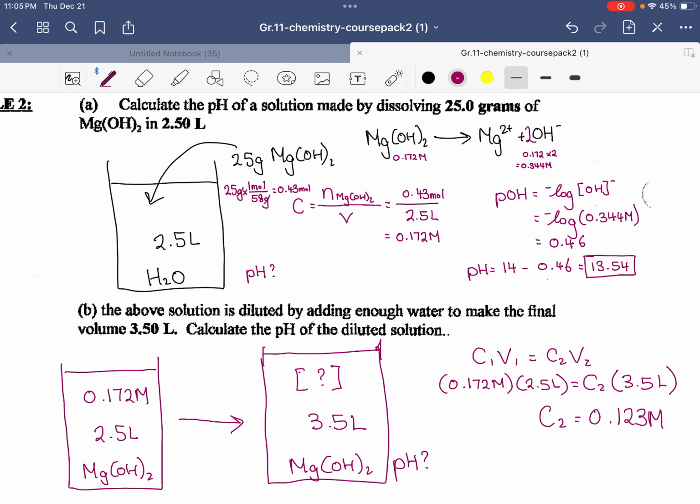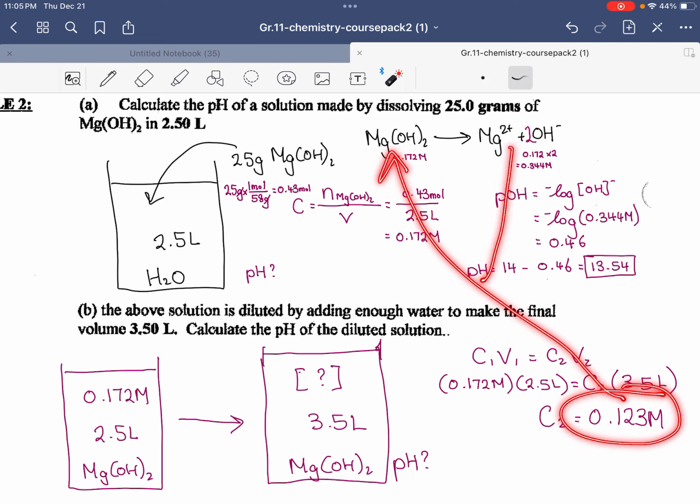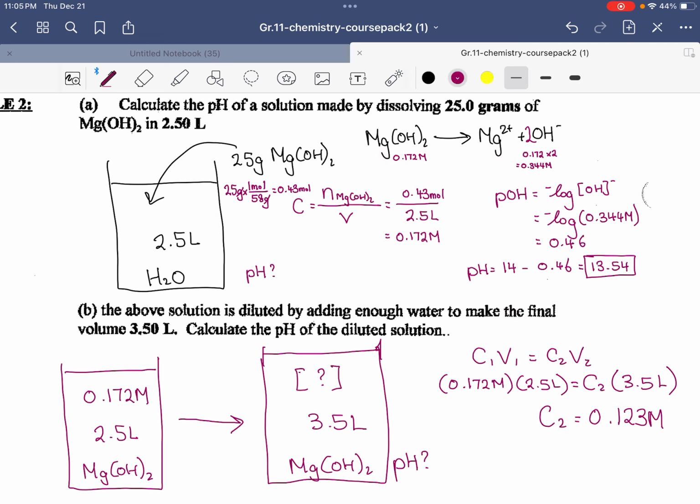Okay, time to find pH. If you remember correctly, you can't find pH yet, or at least pOH yet, because this is this guy, not this guy. So first, we have to multiply that by 2. So let's just do it in our pOH expression. So that will be negative log of 0.123 times 2.